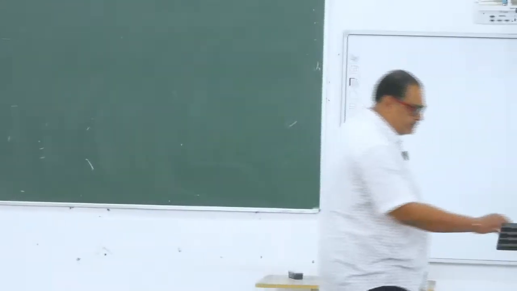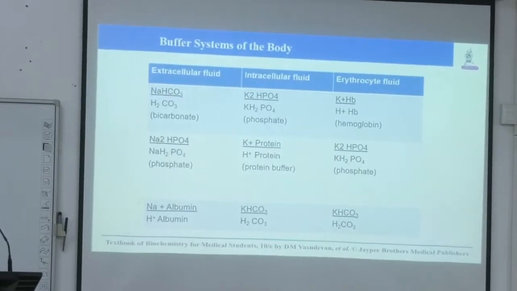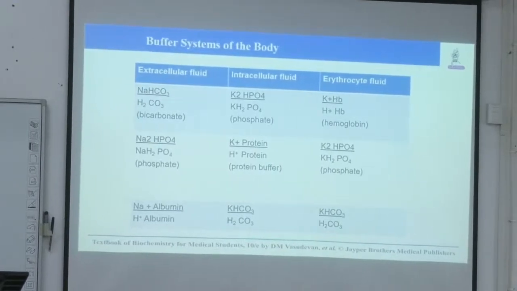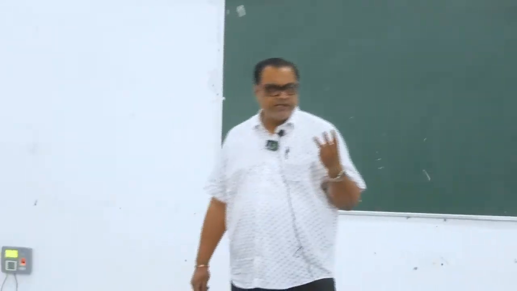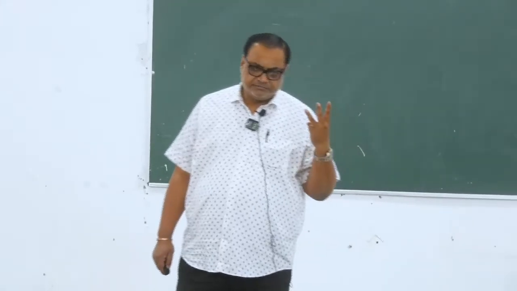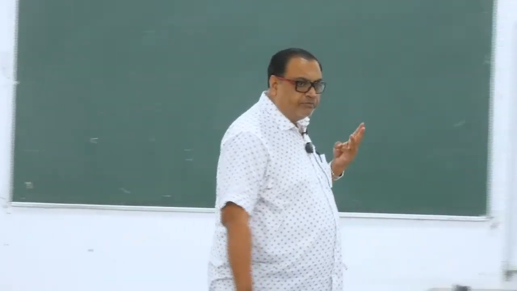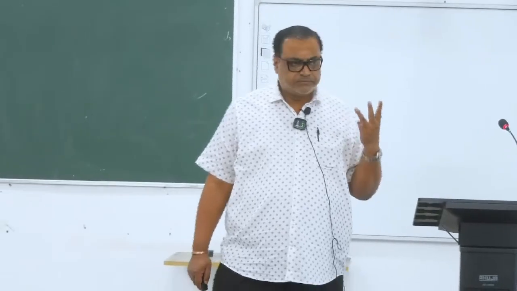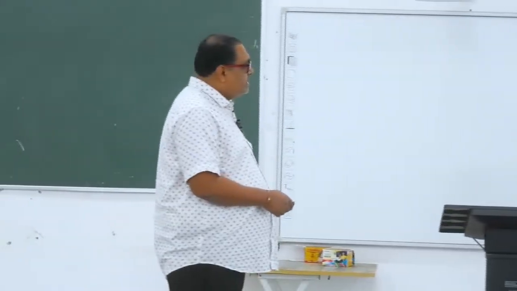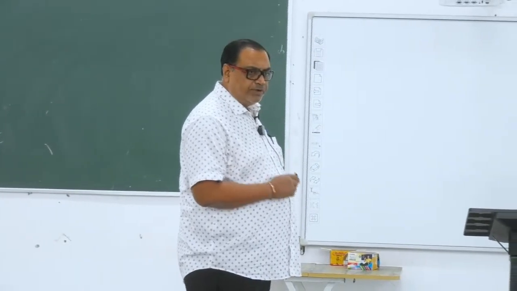There is a sequence, 1, 2, 3, 1, 2, 3. This is based on their relative importance. There are 3 segments. One is ICF, another is ECF, another is RBC. Correct? Why is RBC different? Because RBC contains a unique protein which no other tissue contains, that is hemoglobin. Clear? So in RBC, maximal buffering activity is done by hemoglobin.